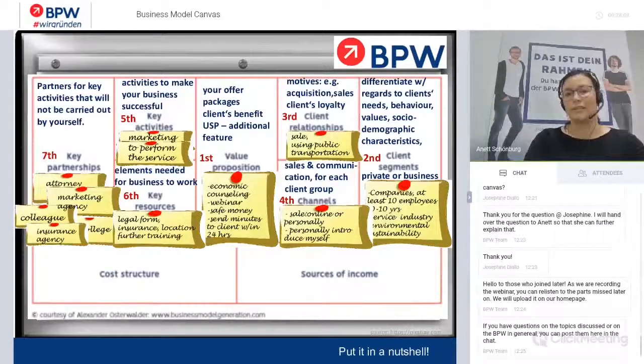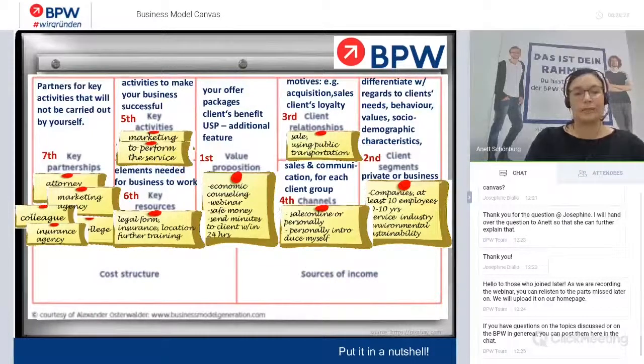Key partnerships, component number 7. Most organizations do not carry out all activities themselves, but build a network of partners. The description of these key partnerships in order to fulfill the key activities is also part of the segment, since it has to be clarified that all key activities can take place.